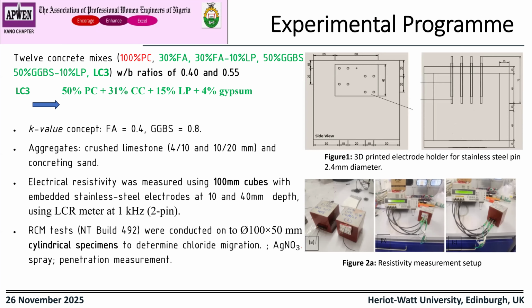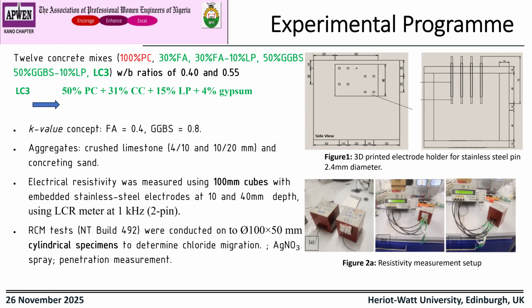Then we replaced 30% of the cement with fly ash. Then for the third mix, we replaced 30% with fly ash and 10% limestone powder. The fourth one is 50% GGBS. We replace 50% of the cement with GGBS. Then we replace 50% with GGBS and 10% with LP. Then lastly, we produce LC3.